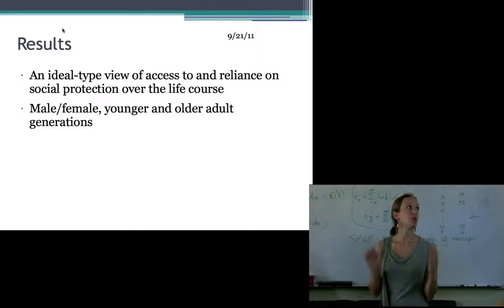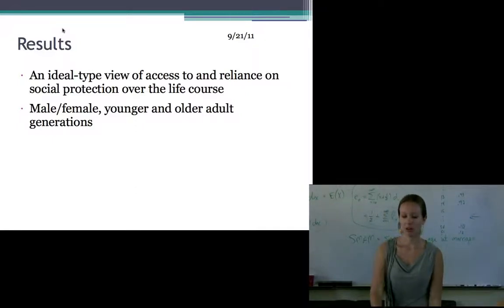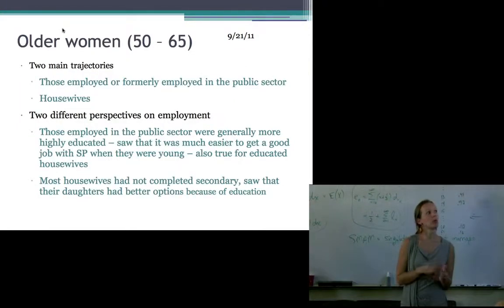And then the breakdown of this system is a very prominent source of conversation in Egypt, and the way a lot of people think about the labor market and how they provide for their families. So for older women, we had basically two groups: the ones who are employed or formerly employed in the public sector, and housewives. Those who were employed in the public sector were usually beneficiaries of this employment guarantee. They had vocational education, secondary education, or university degrees.